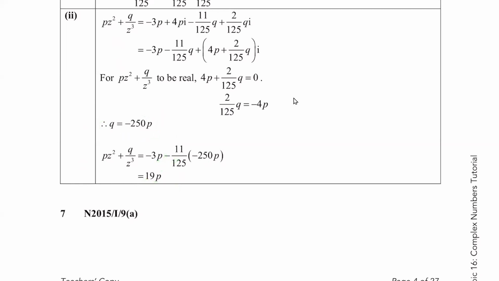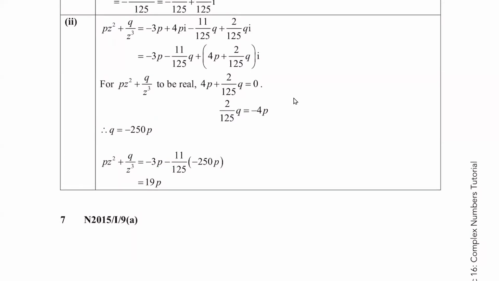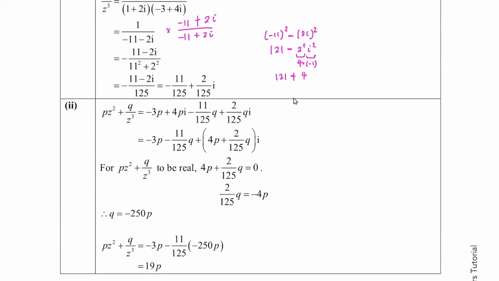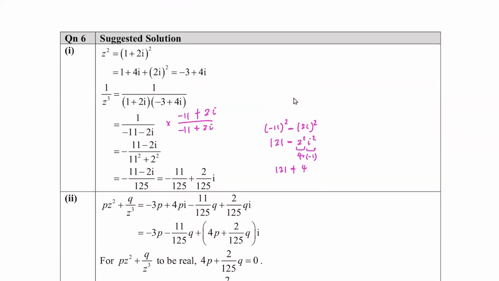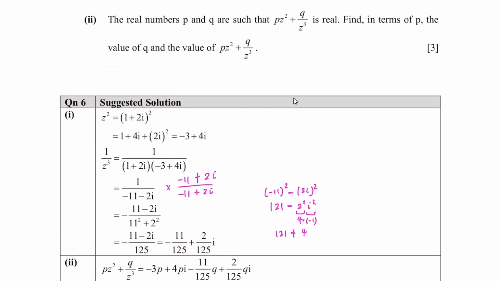It was probably planned by the question setter. They predicted the kind of careless mistakes that you'll make. Oh, very evil, this question. Okay. So pz square plus q over z cube is real. Find in terms of p the value of q and the value of pz square plus q over z cube. So you want to find q first, then after that you solve for this guy in terms of p. Substitute the q with whatever you found.